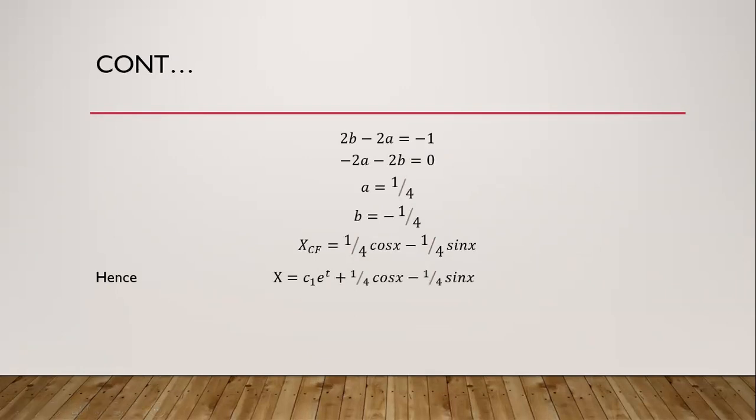Once we substitute, we have our x_p as a quarter cos t minus a quarter sin t. So in general, our x equals, now we bring the two together, the complementary function and the particular solution. So we have c1 e^t plus a quarter cos t minus a quarter sin t. And this will be our solution using the undetermined coefficient method.